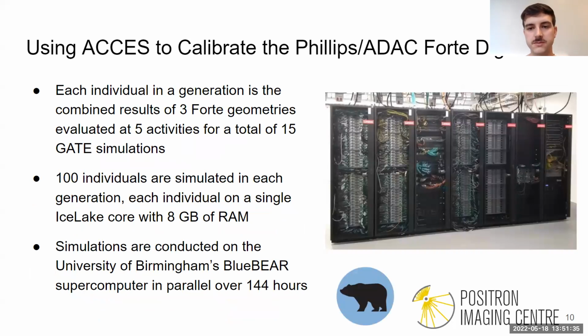We're going to run all of our simulations on the high performance computing system here at the University of Birmingham. This is called BlueBEAR. For each individual in a generation, we're going to look at each of the 3 head separations and 5 activities within each head separation, for a total of 15 gate simulations per individual. 100 individuals are going to be simulated in each generation, running on a single isolated core with 8 gigabytes of RAM each. And these 5 activities are chosen in such a way as to look at both the low activity and high activity ranges of the count rate versus activity curve.